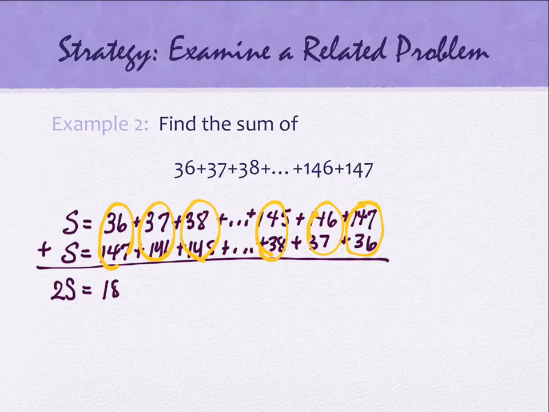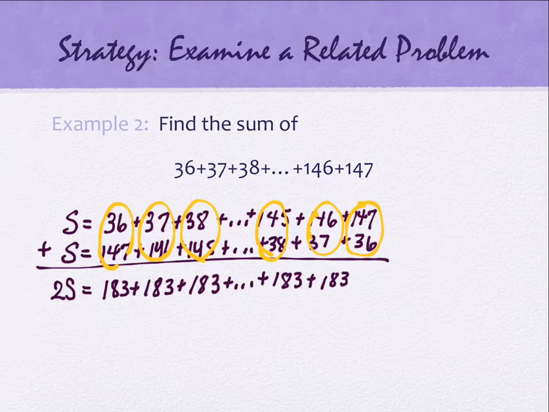183. So I have a whole bunch of 183s. Now, a whole bunch is not very precise. We really need to know how many, right? So how are we going to figure out how many of them there are? 147 minus what? Very, very close.